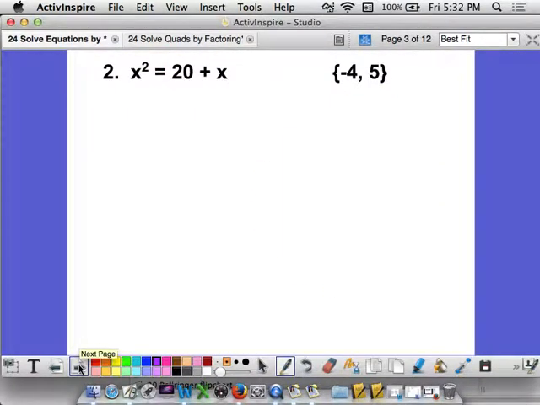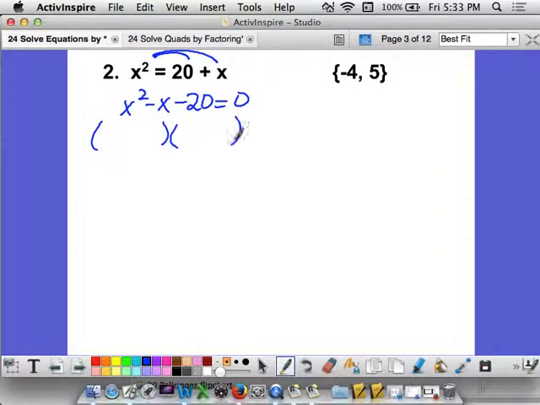Number 2, I want to set this equal to 0. When I set this equal to 0, I have 2 terms to bring over. Again, I'm going to put those in decreasing power. Positive x becomes negative x. Positive 20 becomes negative 20 equal to 0. It's in decreasing power. It's got a coefficient of 1, so I just set up my 2 binomials. The signs will be different, x plus, x minus. What are factors of 20 that subtract and give me 1? That's going to be 4 and 5. 5 gets the first sign, which is negative, and 4.